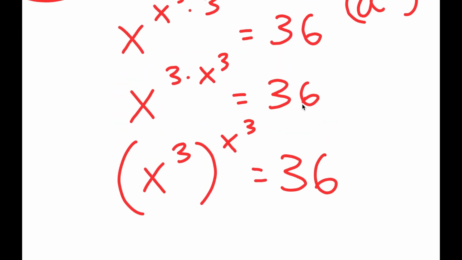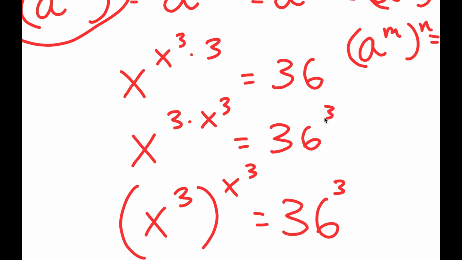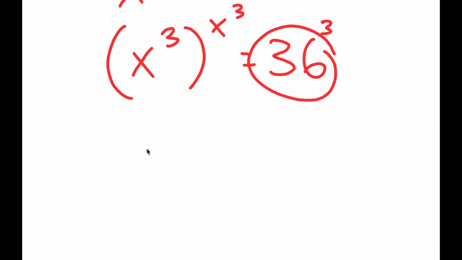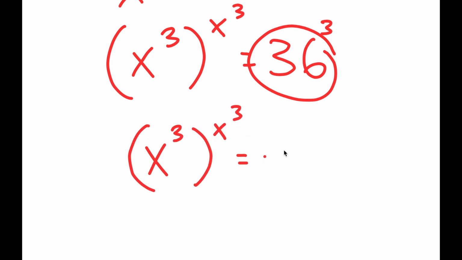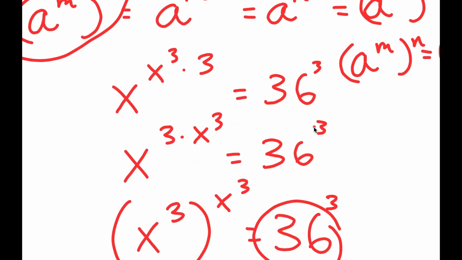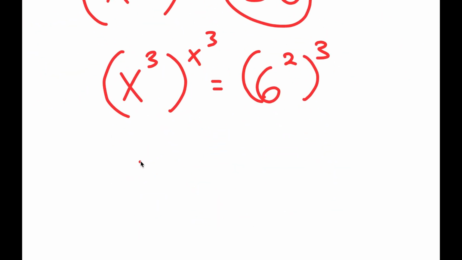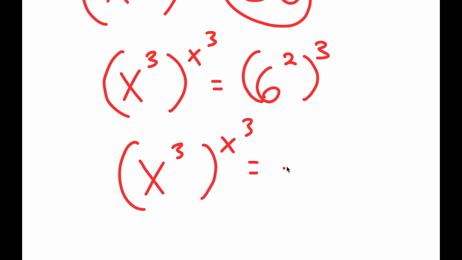Now from here, 36 is also supposed to be to the power of 3. So now from here, I'm going to rewrite 36 as 6 to the power of 2. So I have x to the power of 3 to the power of x to the power of 3 is equal to 6 to the power of 2 to the power of 3. And remember that a to the power of m to the power of n is equal to a to the power of m times n. So 6 to the power of 2 to the power of 3 is equal to 6 to the power of 2 times 3, which is 6 to the power of 6.